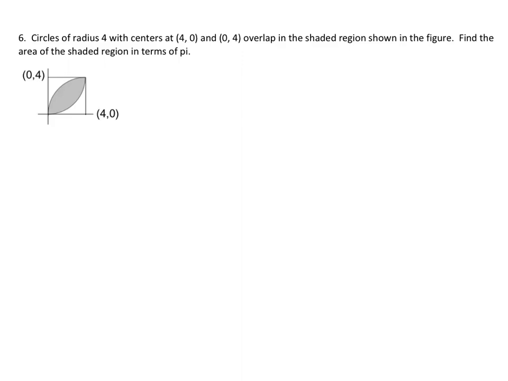Here we go. Number 6. Circles of radius 4 with centers at (4, 0) and (0, 4) overlap in the shaded region shown in the figure. Find the area of the shaded region in terms of pi. So no decimals on this one. We should have all of our answers in terms of pi.